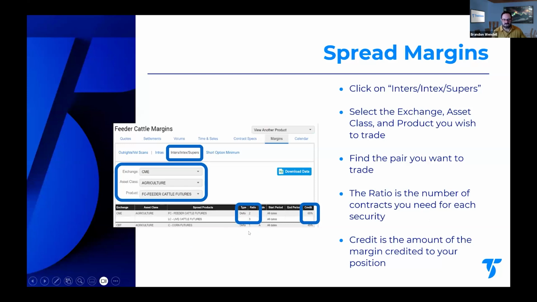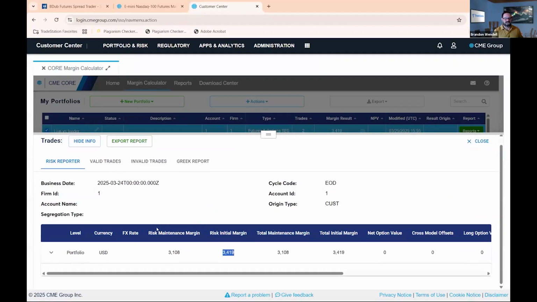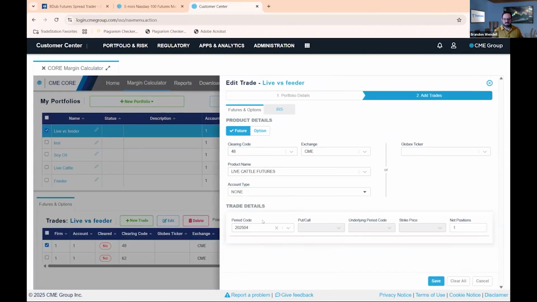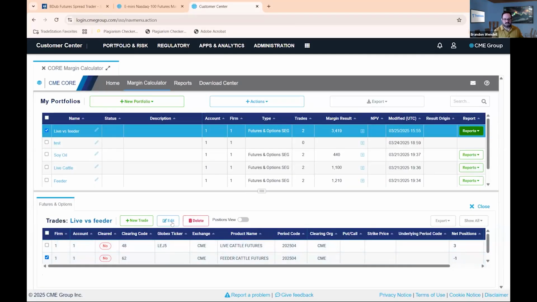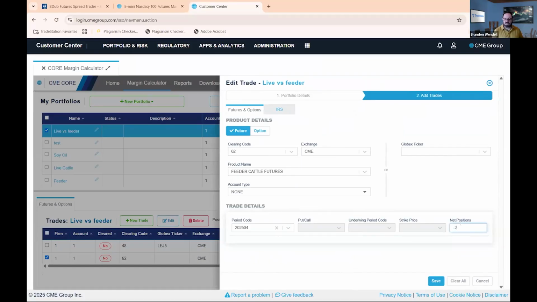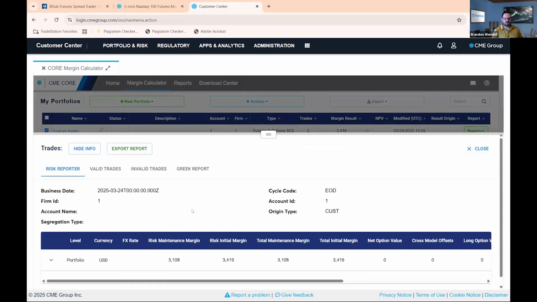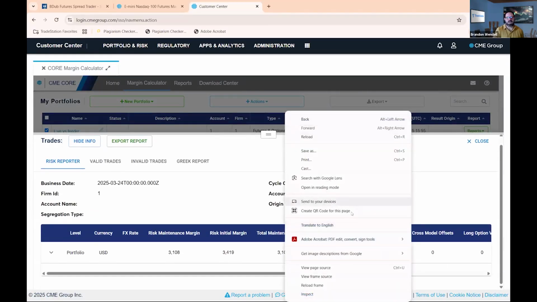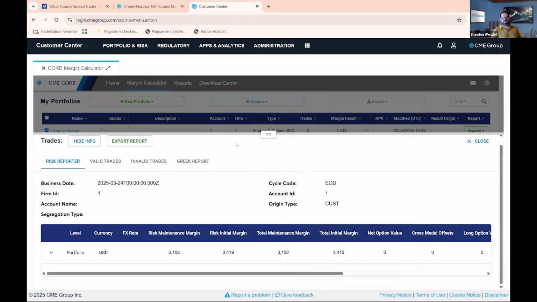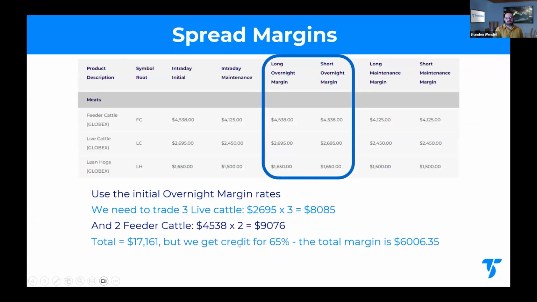And back here, it did actually show me, oh yeah, I was supposed to be doing 2 feeder cattle, 3 live cattle for that ratio. So if I wanted to, I can go back and edit this position, edit live cattle, it's supposed to be 3, and then feeder cattle, edit. That should be -2. There we go. Close that. Live versus feeder, reports, view report, and it didn't take for some reason. So I have to go back and edit it or redo a new one, but it would tell me the correct margins for that. So again, you get those overnight margin rates, and you don't have to do the math for it anymore if you use that margin calculator as well.